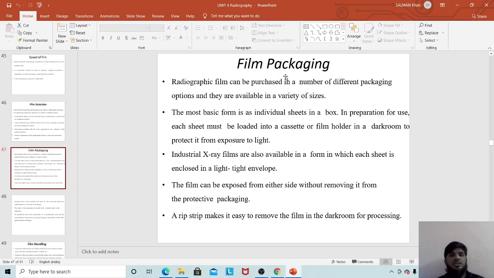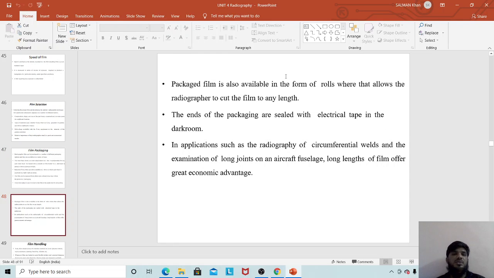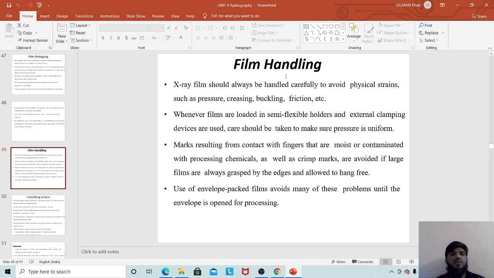In industry, X-ray films are also available in different forms, either in terms of sheets or enclosed in a tight envelope so that they are not exposed to any other things. The films can be exposed from either side without removing the protective pack. The packed films are also available in the form of rolls, as in the example of your old cameras. So how is the film handling done?